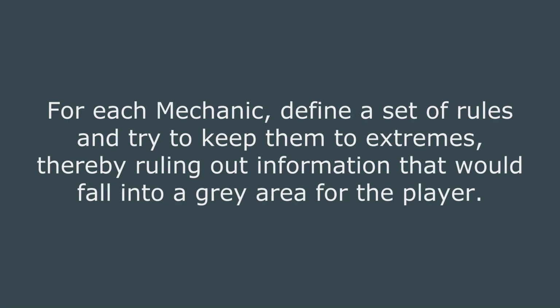So for each of those mechanics and each of those affordances that you are going to place in the environment, you need to define a set of rules and try to keep them to extremes. That way we can try to avoid confusing the player. Flat surfaces on which you can walk or run are a perfect example of where you need some kind of metric to establish what angles a player can walk on and what they can't. Obviously, when you've got a flat floor, any player is going to see that and know that it's something they can walk on.